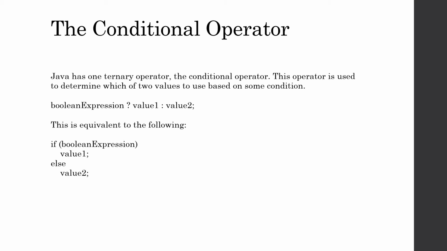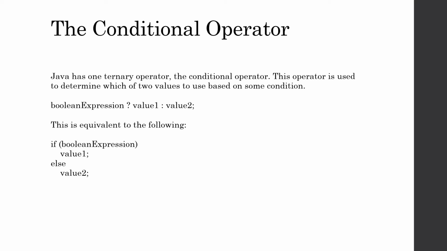Okay, so now we're going to take a quick look at the conditional operator. So Java has one ternary operator. So this is referring to an operator with three operands. So a little bit different from our unary and binary operators. And that's going to be this conditional operator. So this operator is used to determine which of two values we want to use based on some condition.